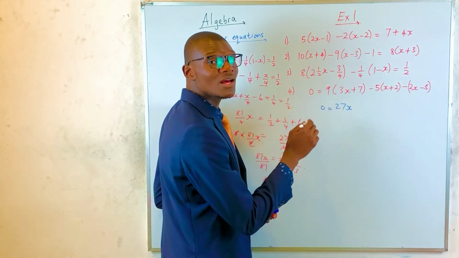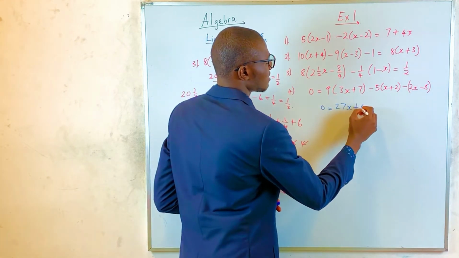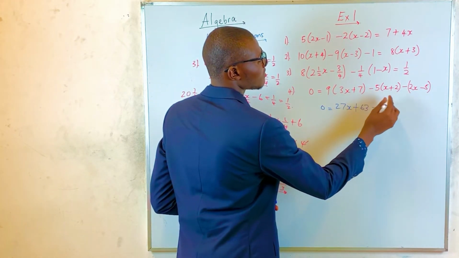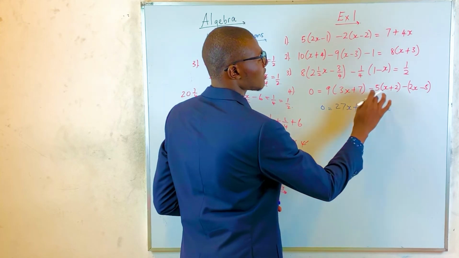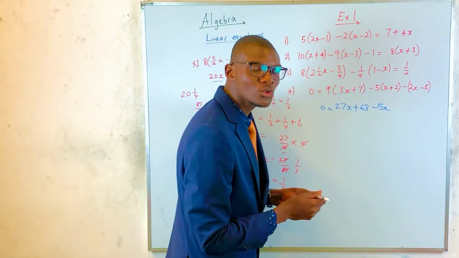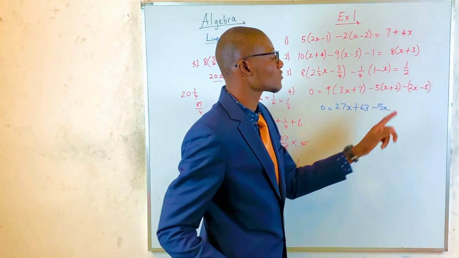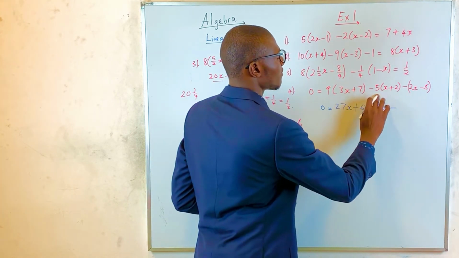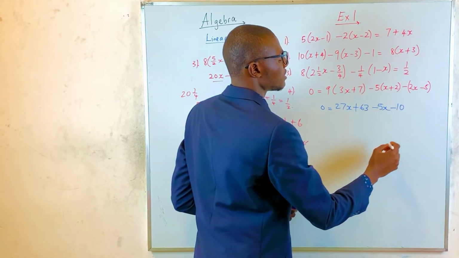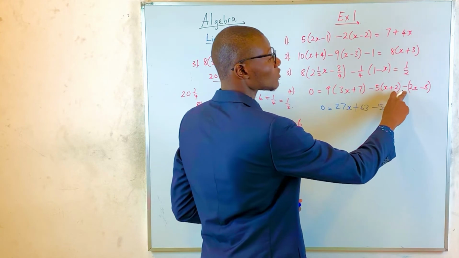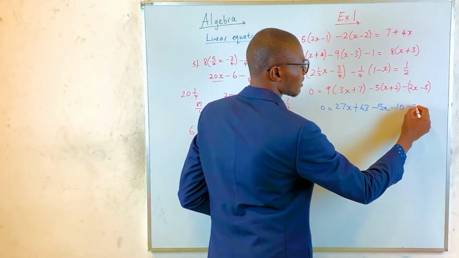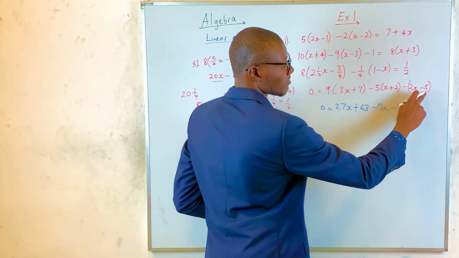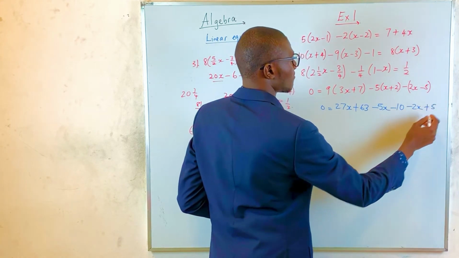Then 9 times plus 7, that's plus 63. Then minus 5 times x, that's minus 5x. Minus 5 times plus 2, and minus times the plus will give us a minus, then 5 times 2 is simply equal to 10. So now this is minus 1 times 2x, which is minus 2x. Then minus 1 times minus 5 is plus 5.